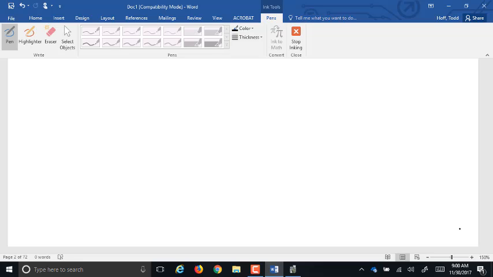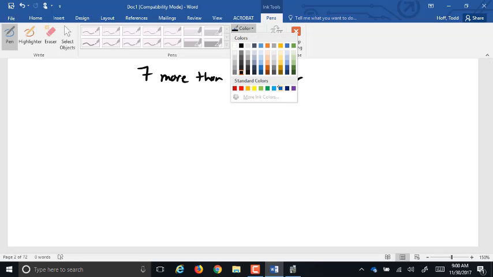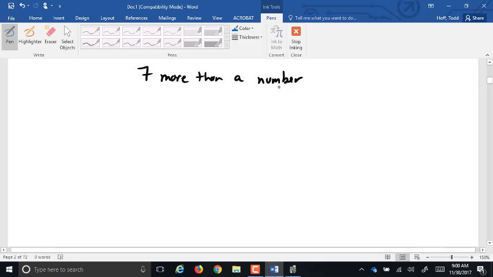some of our simpler phrases, like a phrase like 7 more than a number. So if I'm going to represent this with variables, operations, and numbers, 7 more than a number. First of all, what operation does that imply? Addition. 7 more than something implies that 7 has been added to something.